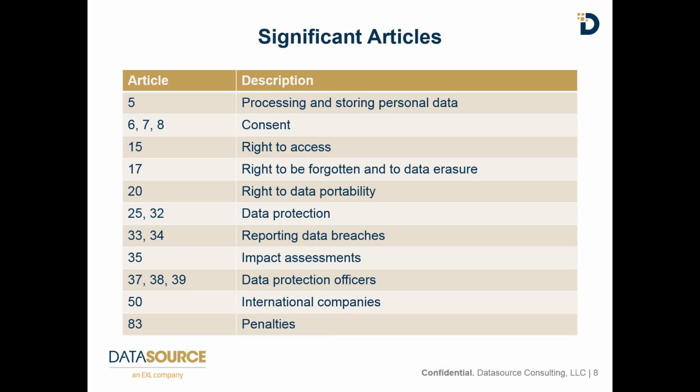And then Article 50 indicates that international companies that collect or process EU citizen data must comply with the GDPR, which is where it has the far-reaching impact into the US and other countries. And then the penalties are defined as well, which indicate that companies may be fined up to 20 million euros or 4% of global annual turnover, whichever is higher.